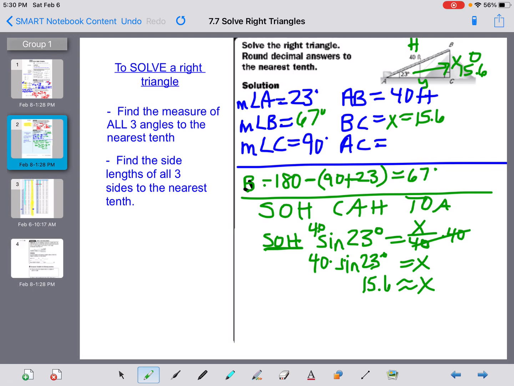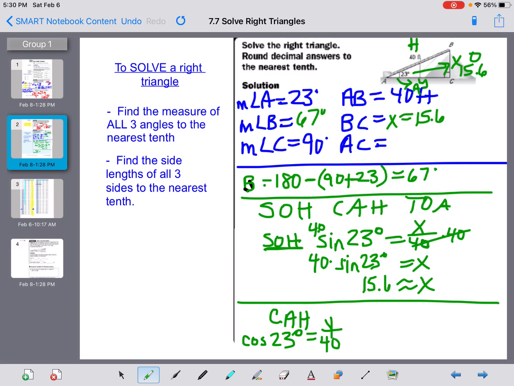Now, once I know two sides of a triangle, I can use the Pythagorean theorem to find the other one. But I'm going to tell you again, trigonometry is faster than the Pythagorean theorem. I prefer it, because I know this 23 and this y is adjacent, and I know my hypotenuse, so I'm going to use adjacent and hypotenuse and do a CAH. So I'm going to have the cosine of 23 degrees equals my adjacent, which is y, over my hypotenuse, which is 40. Okay, I have to get y by itself. Right now it's being divided by 40, so I'm going to multiply both sides by 40.